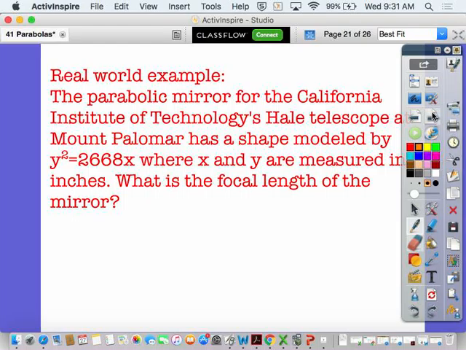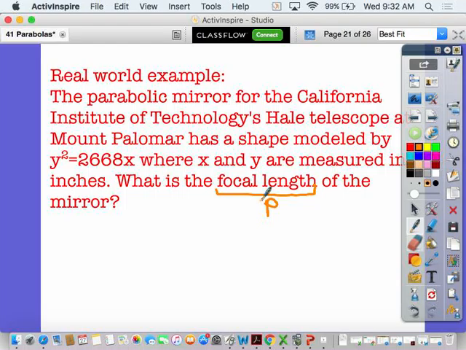All right. So here's a real world example. It says the parabolic mirror for the California Institute of Technology Hale telescope at Mount Palomar has a shape modeled by this, where x and y are measured in inches. Now this right here is definitely a parabola that opens which way? Right. It opens to the right because your y's are being squared, and on top of that your p is positive. You're being asked, what is the focal length of the mirror? The focal length. So what do you think I mean by that? P. Okay? Because what's the length from the vertex to the focus?